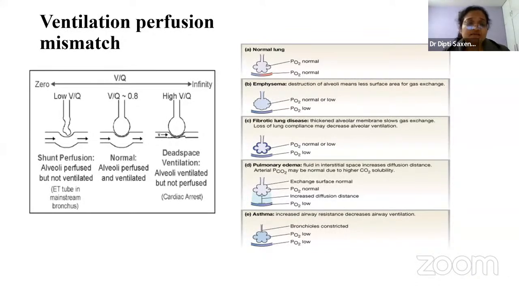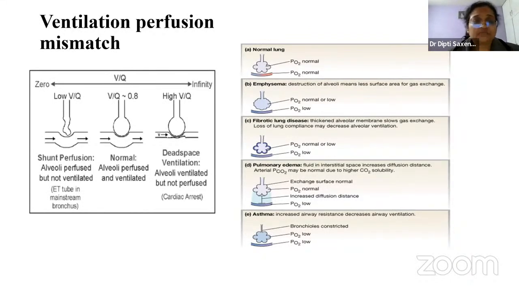The first thing that we see here is the alveoli. Now, if the ventilation and perfusion is perfect, which is approximately 0.8, we see the alveoli perfused and ventilated properly. Now, if the ventilation is less, but lungs are perfused, that is shunt perfusion, which we see when the endotracheal tube is in the mainstem bronchus, or for that matter, in one lung ventilation. The other lung is absolutely devoid of ventilation, but there is perfusion. So in this case, there is no gaseous exchange because the fresh gas is not present.